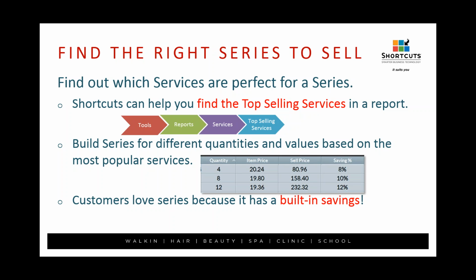So I can create series that have different quantities and values based upon these services. So you can see here my example. Okay, so the quantity of 4 is an 8% savings. The quantity of 8 is a 10% savings. And then the quantity of 12 is a 12% savings. So you guys, as we said, it can be that the more the client buys, the more they save. Okay, and generally you guys, clients love this because they're maintenance services. These are services that they're getting all of the time anyways, and there's a built-in savings for them.